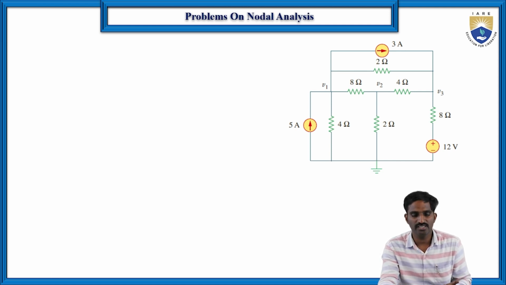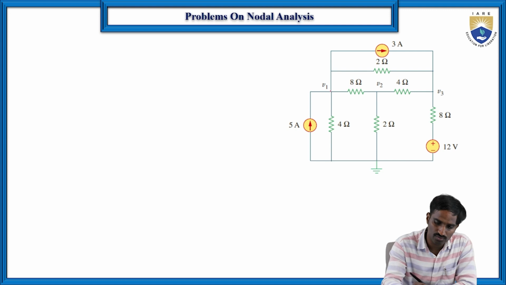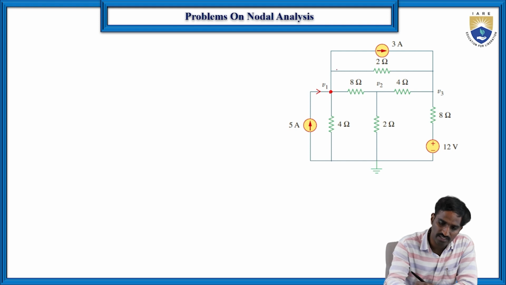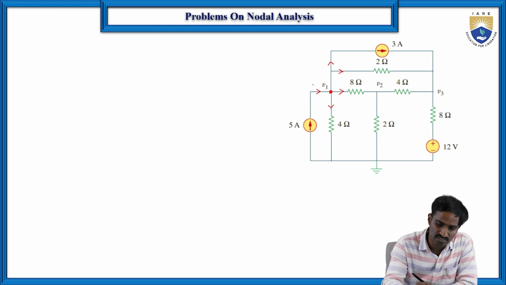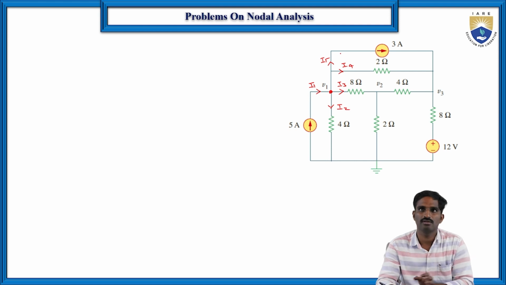So first let us consider node 1. For that V1, the current direction is already given, and let us consider this current direction also as they have given, this way. Let us consider the current direction here also this way, and here also this way. So in this case, let us consider these as I1, I2, I3, I4 and I5, right?